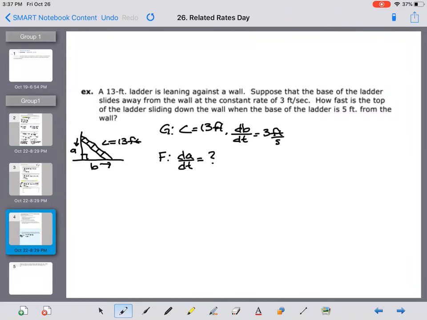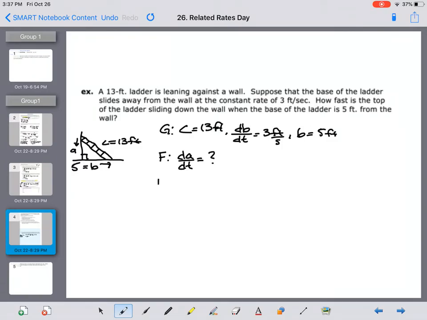So knowing that up front can lead you to see if you got the right answer or not at the end. Okay. It says, how fast is the ladder sliding down the wall when the base of the ladder is 5 feet from the wall? So when B equals 5 feet. That's another thing we know. So B is equal to 5. I'm not going to put that on my picture.